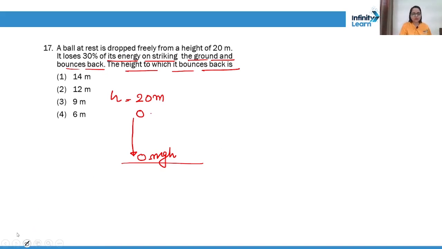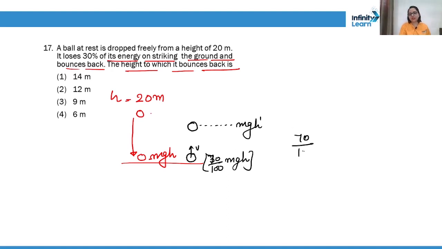Now, after striking the ground, it loses 30% of its energy. That means 70% of energy is left, right? And it bounces back to a certain height, let's say h dash. So, at this point, only potential energy will be there, and that is mg h dash. This is the total pure kinetic energy, and this is pure potential energy. Right, now conserve the mechanical energy.